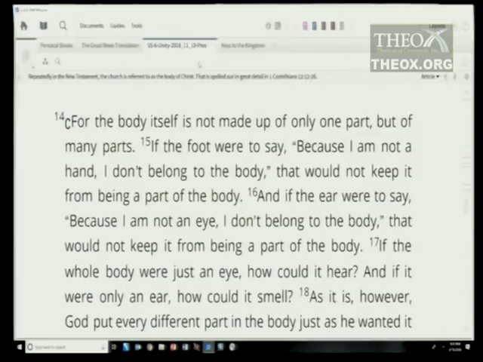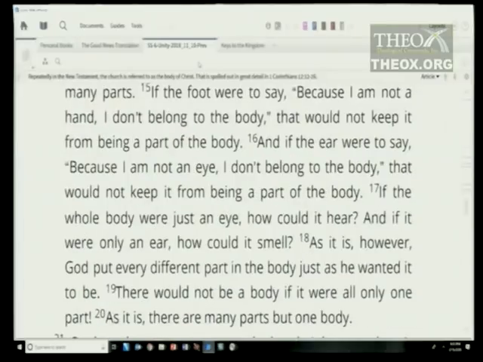For the body itself is not made up of only one part, but of many parts. If the foot were to say, because I am not a hand, I don't belong to the body, that would not keep it from being part of the body. And if the ear were to say, because I am not an eye, I don't belong to the body, that would not keep it from being a part of the body. If the whole body were just an eye, how could it hear? And if it were only one ear, how could it smell? As it is, however, God put every different part in the body just as he wanted it to be.